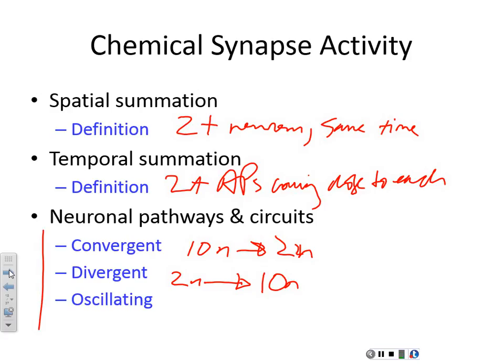And then oscillating. The postsynaptic neuron has those collateral branches we mentioned that will come back and synapse with the presynaptic neuron. So that's oscillating. It kind of goes in circles and comes back. And this is the other neuron going here, with branches from there coming to the other one. Oscillating kind of suggests circular.